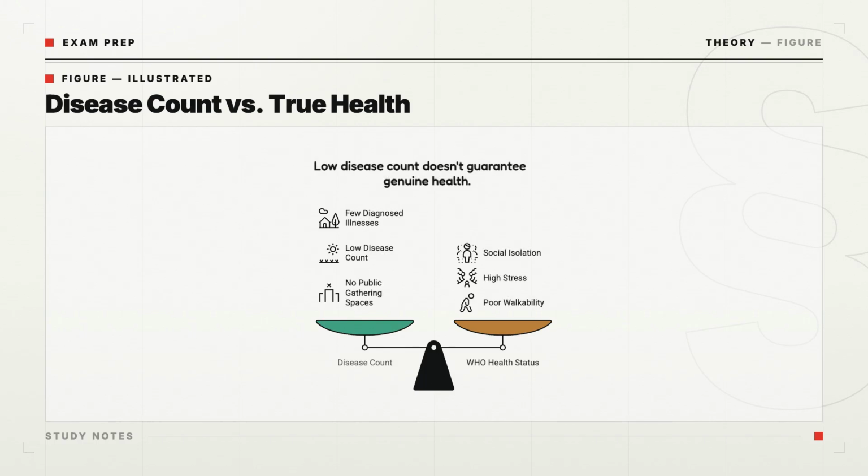Consider a suburb with very low disease rates but widespread isolation, high stress, and no walkable gathering spaces. By a disease count, it looks healthy. By the WHO definition, it isn't. Because social and mental well-being are core parts of health, not side notes.